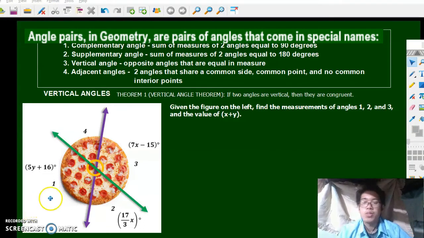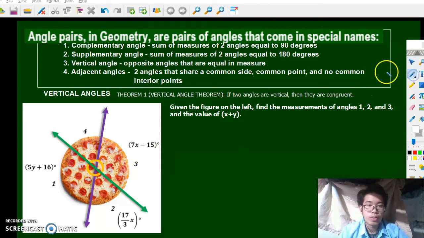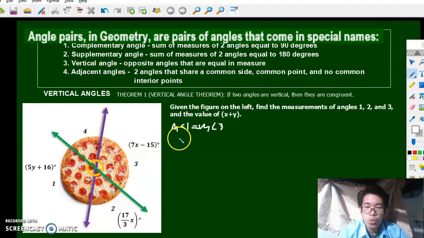The first step is to establish that angles 1 and 3 are congruent because they are vertical angles. Since angles 1 and 3 are vertical angles, they must be congruent. Or let's say the measurement of angle 1 and the measurement of angle 3 are equal. And also we have here the measurement of angle 2.